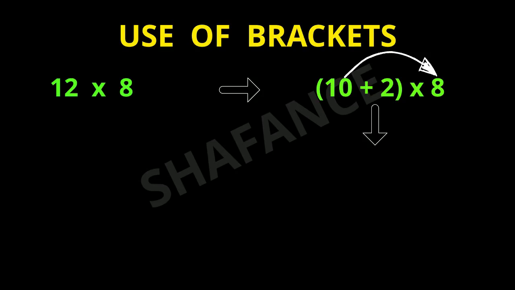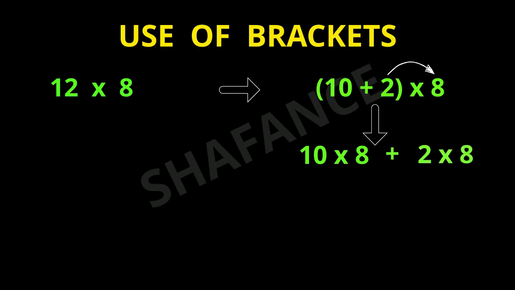So 10 into 8, we will write it as 10 multiplied by 8. And now there's a plus sign, so we will add a plus sign thereafter. The second term becomes 2 into 8, as we have done with 10. So now we will do it with the second digit, that is 2. 2 into 8 becomes 2 multiplied by 8. So the equation we have now is 10 multiplied by 8 plus 2 multiplied by 8.